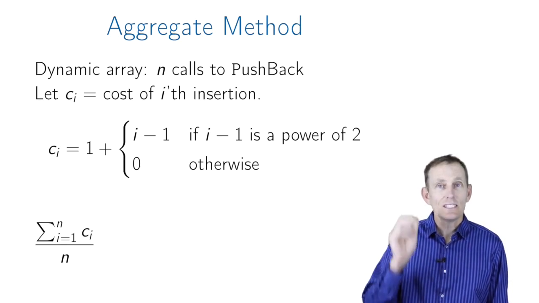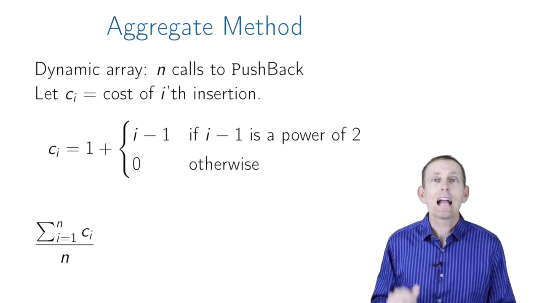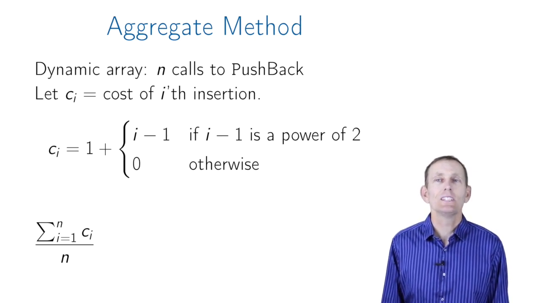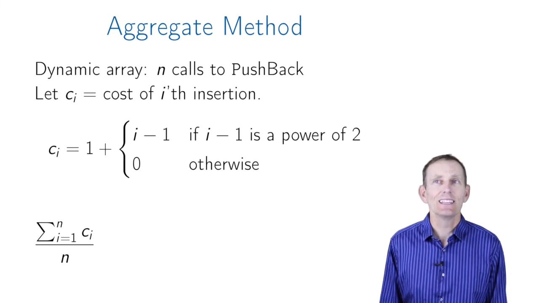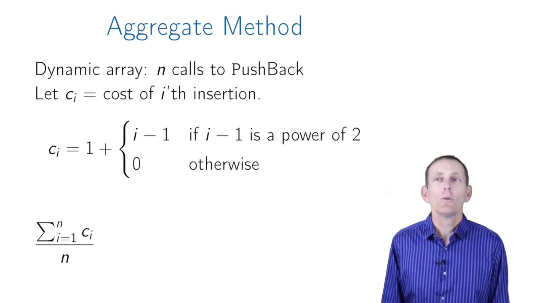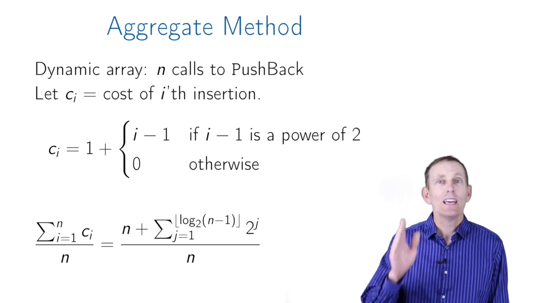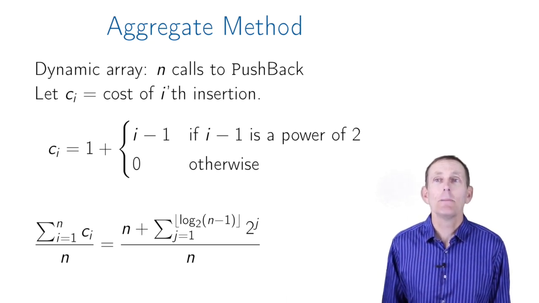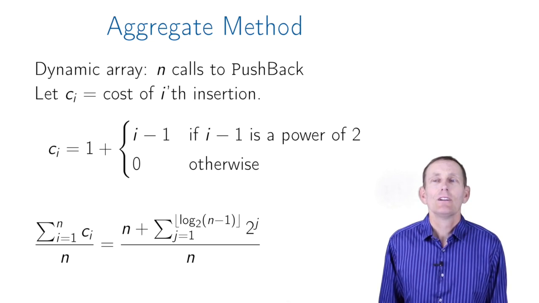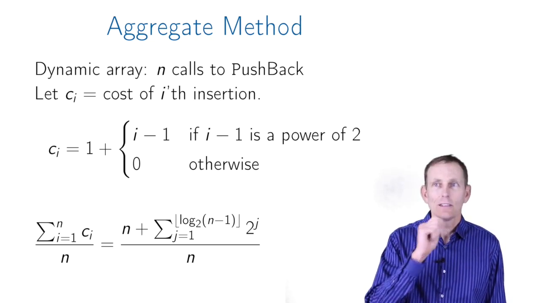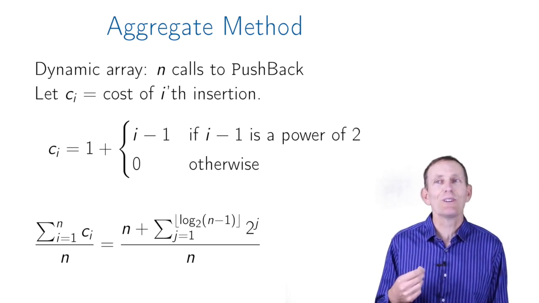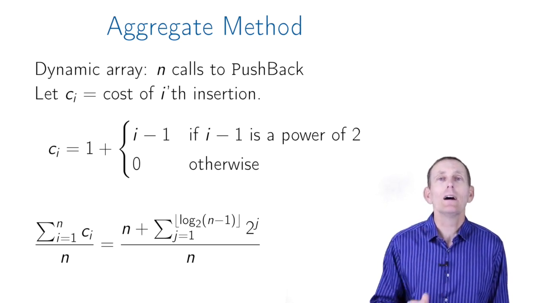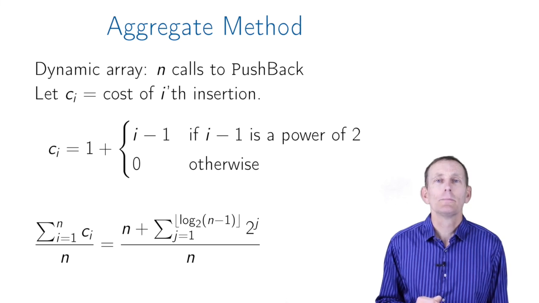So the total amortized cost is really the sum of the n actual costs divided by n. So that's a summation from i equals 1 to n of C sub i. And again, C sub i is the cost of that ith insertion. Well, that's equal to n because every C sub i has a cost of 1. So we sum that n times, that's n, plus then the summation, this looks a little complicated, j equals 1 to the floor of log base 2 of n minus 1, of 2 to the j. That just really says the powers of 2 all the way up to n minus 1.